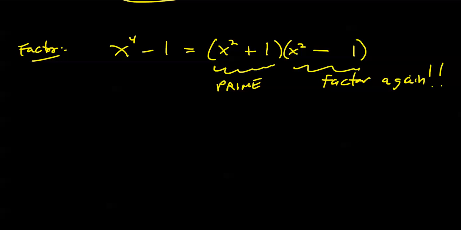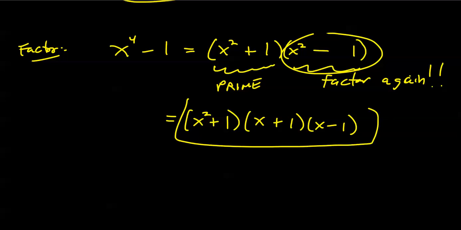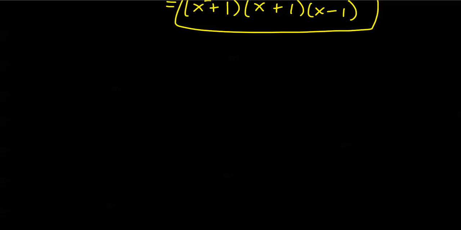Alright, so we're going to factor twice in the same problem here. Don't forget to carry your prime factors down to your final answer. Of course, x squared minus 1 turns into x plus 1 times x minus 1. So this is my completely factored final answer. X squared plus 1 times x plus 1 times x minus 1.